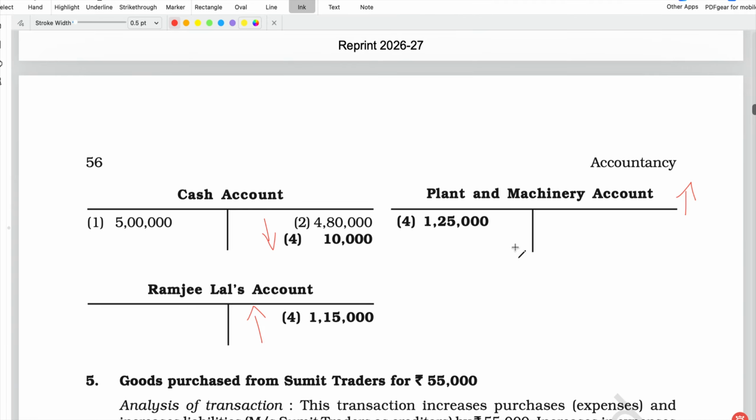Is it clear? You can see 3 accounts are being hit. One is the plant and machinery account. The mode of payment is through cash, and an advance is paid, and then the rest is your creditor. So 1 debit and 2 credits. If you see the total, it will be the same. 1,25,000 here, 1,15,000 plus 10,000, again 1,25,000.